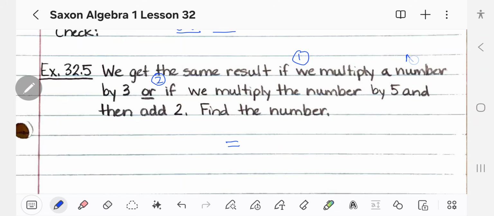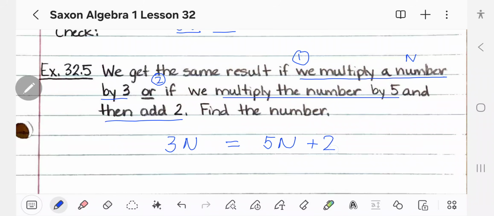So the number is going to be n. The first situation is if we multiply a number by 3. Second situation, if we multiply the number by 5, now that doesn't make sense, does it? Some number times 3 is equal to the same number times 5, unless the number were 0, right? Except they don't stop here. They keep going. If we multiply the number by 5 and then add 2. So this is our equation.